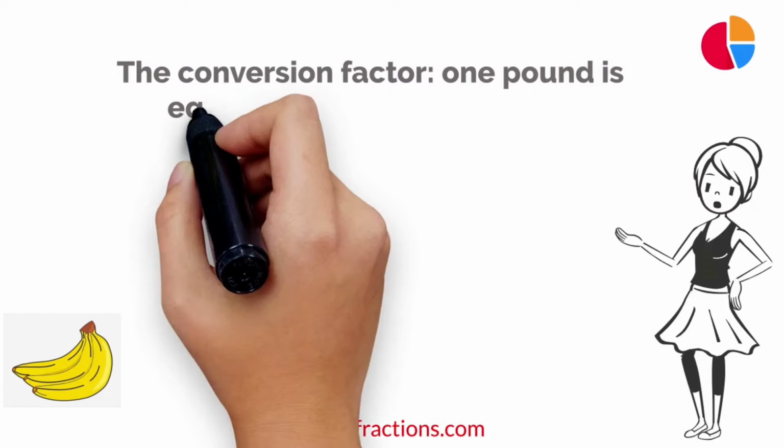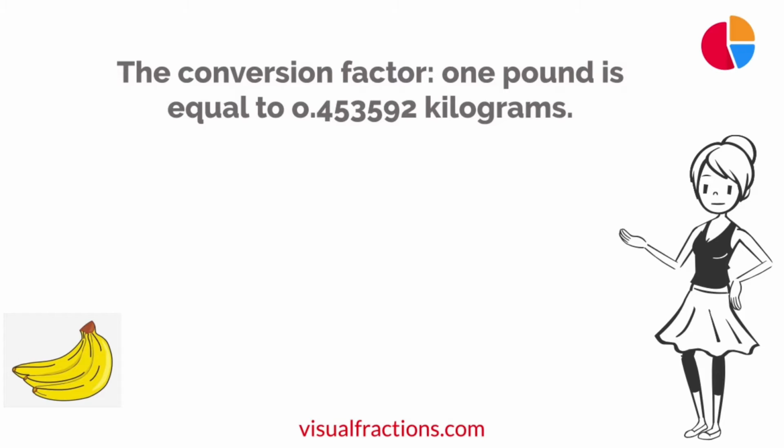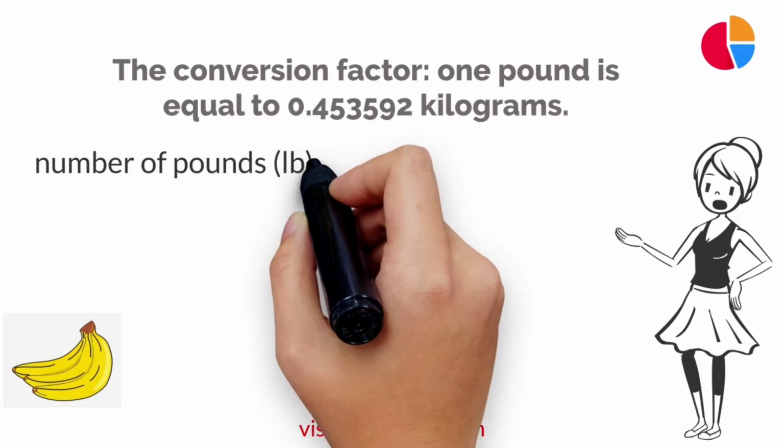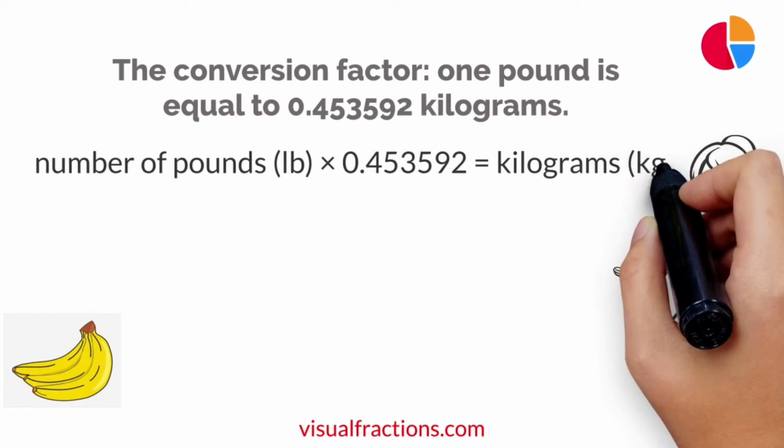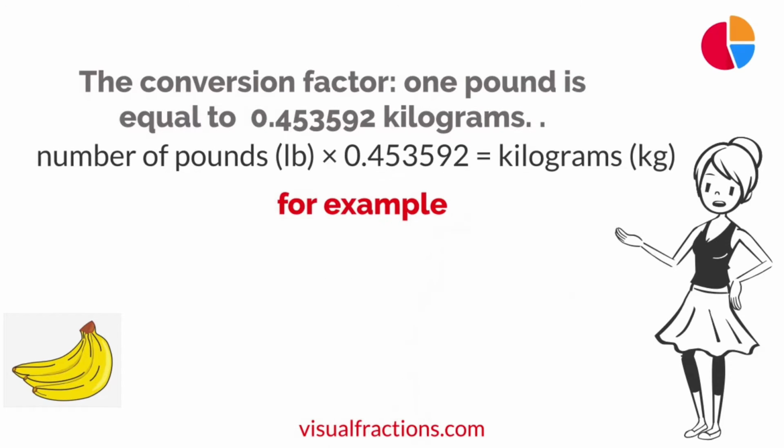1 pound is approximately equal to 0.453592 kilograms. To convert pounds to kilograms, all you need to do is multiply the number of pounds by this conversion factor. Let's walk through an example.